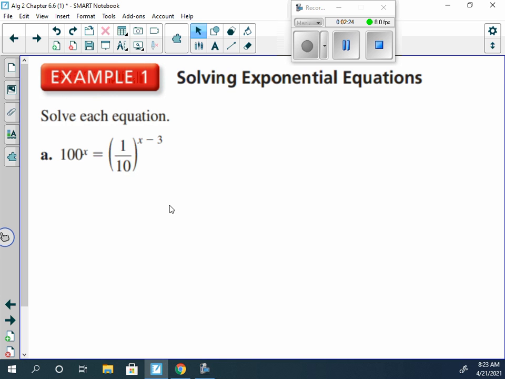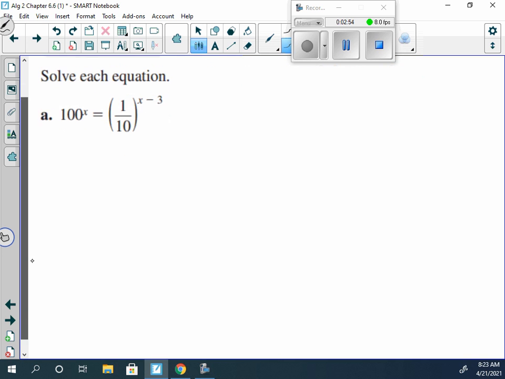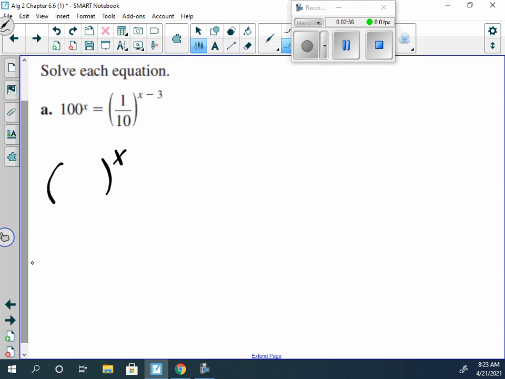Okay. Now, when we look at any of these, if I can get the two bases to be the same, then their exponents have to be the same also. So when we look at these two here, I've got 100 to the x is equal to 1/10 to the x minus 3. The two main numbers I can see here are 100 and 1/10. Can I make 100 and 1/10 be the same base? Well, yes. Because I can rewrite 100 as 10 squared.